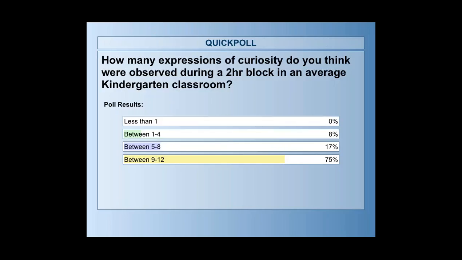All right, so according to our results, it looks like a lot of folks think that there's quite a number of instances. Between 9 and 12 seems to be the majority here. So we really appreciate you giving your feedback and response on that.